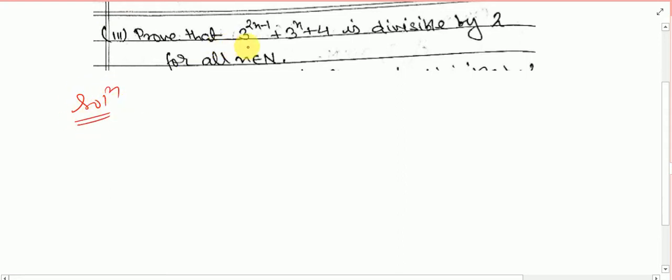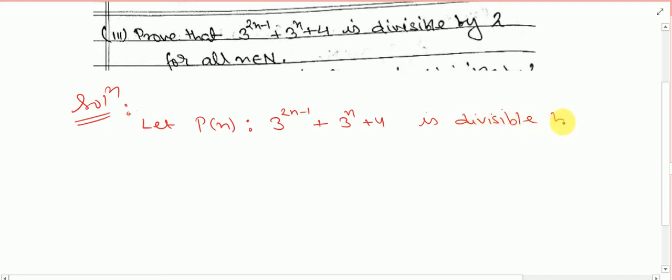Now let's see the next one. So here we have to prove that this expression is divisible by 2 for all n belonging to natural number. Okay, so let Pn be this: 3 to the power 2n minus 1 plus 3 to the power n plus 4, is divisible by 2. When I say it's divisible by 2 means this is multiple of 2 actually.